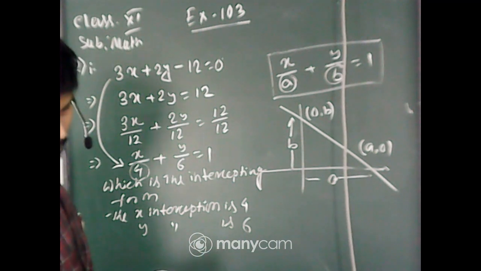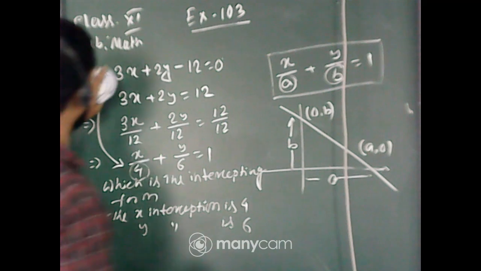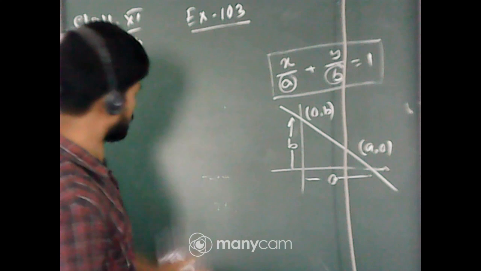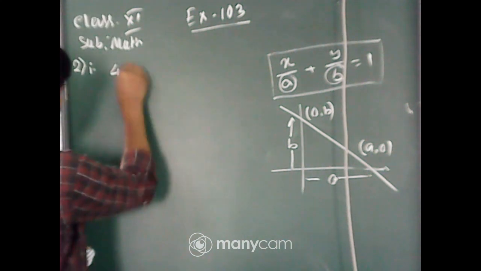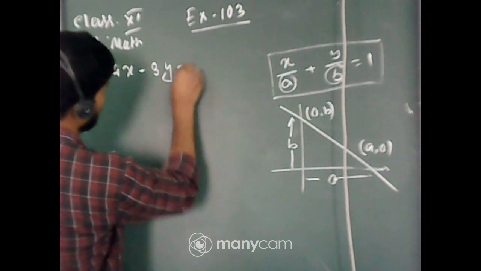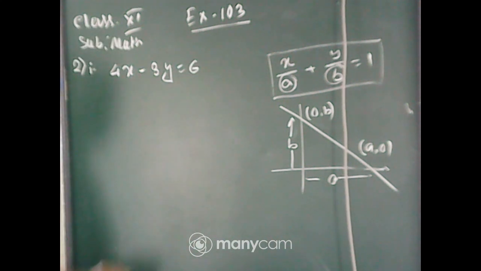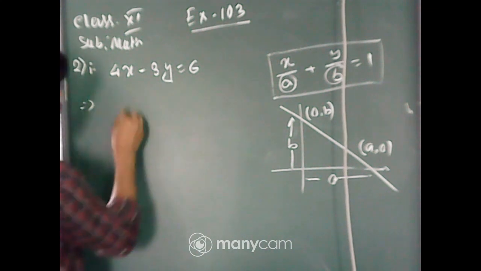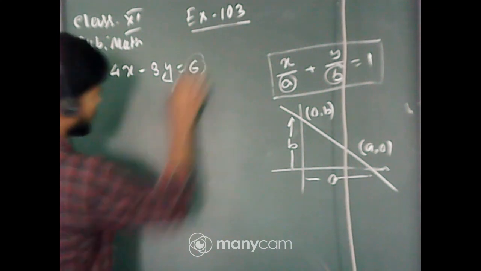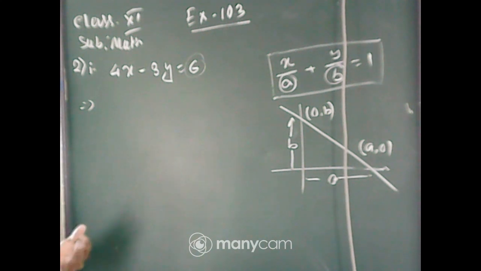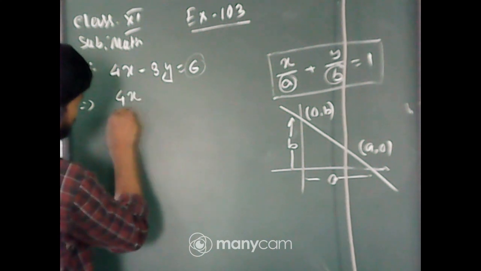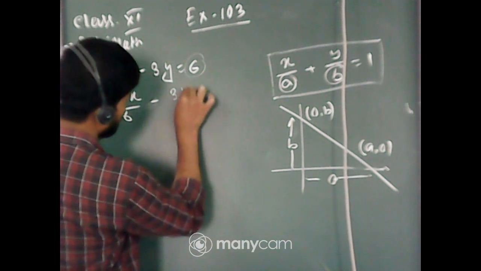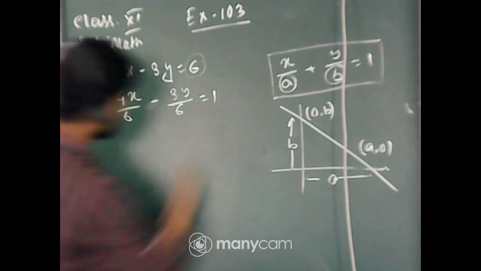4x minus 3y is equal to 6. Convert this equation into this form. Let's do it. So we have to make the right hand side 1, so we have to divide it by 6. So 4x by 6 minus 3y by 6 is equal to 1.